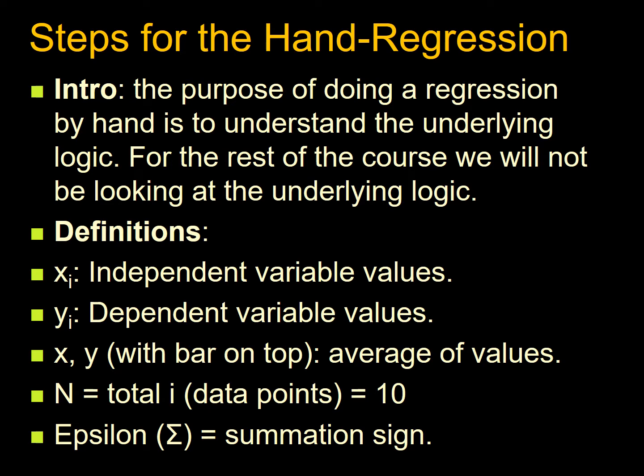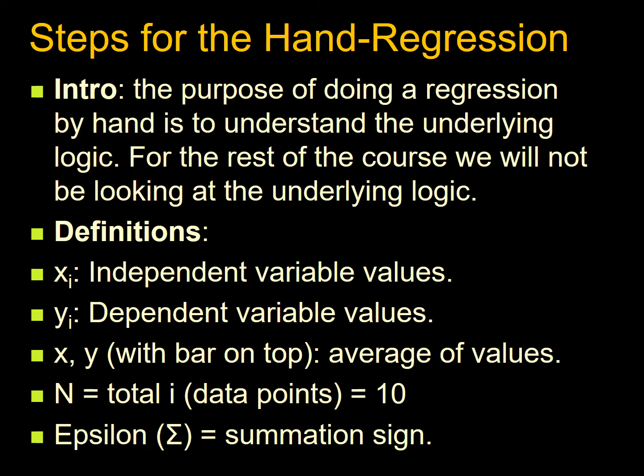A couple of definitions that you're going to see repeatedly as well as the presentation. Xi refers to independent variable values, where i equals all of the observations or the units of analysis. In other words, if you've interviewed 10 people, or you're examining 10 countries, or you're looking at 10 different time periods, i would be 1 to 10. It would be including all of those individual observations.